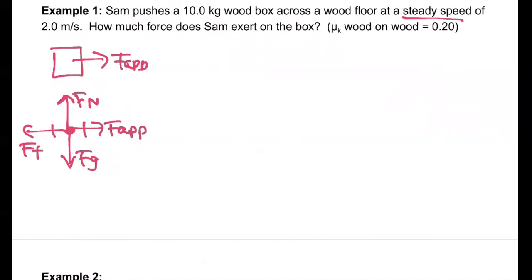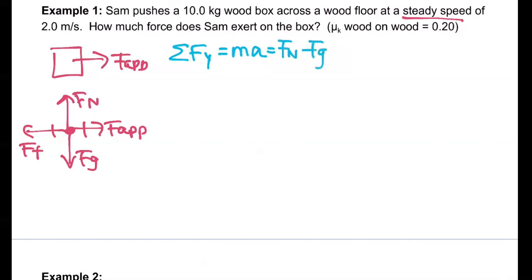My net force should be equal to 0. So I'm going to start the whole thing, and I want to sum my forces in the x direction and then the y direction. So we're going to color code this. Sum of forces, I'm going to start with the y direction. In the y direction equals mass times acceleration, which gives me force normal minus force gravity.